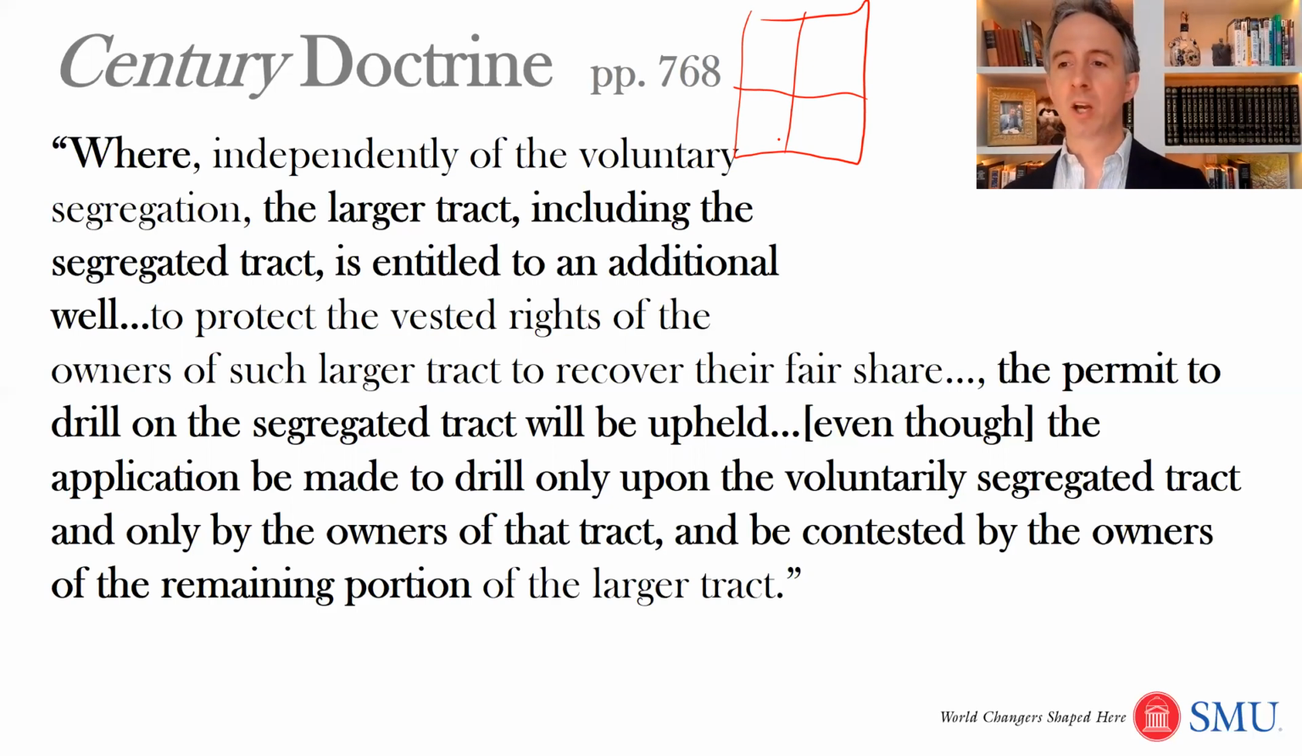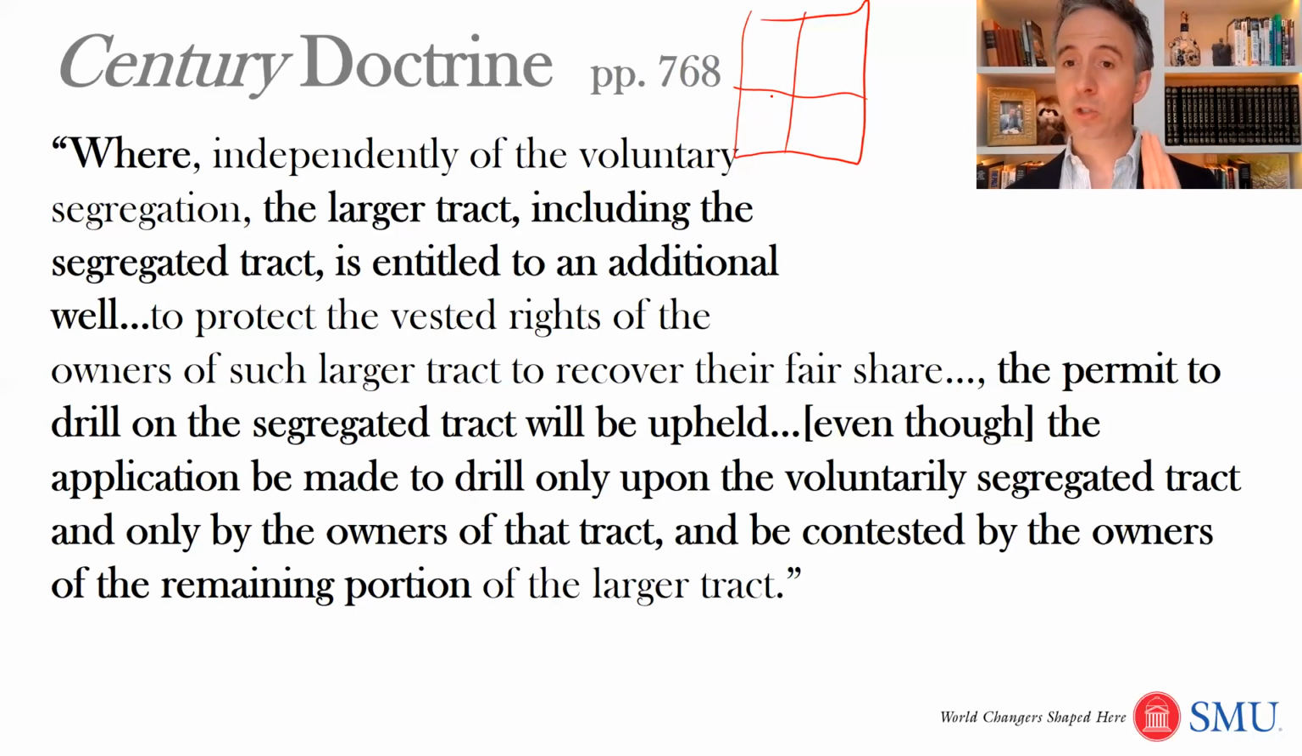Well, the Century Doctrine says, okay, if nobody's drilled, then you get at least one. So where independently of voluntary segregation, the larger tract, including the segregated tract, is entitled to an additional well. So basically all 40 acres, if you take all 4 properties combined, would be entitled to a well. Then, to protect the vested rights of the owners of such larger tract to recover their fair share, the permit to drill on the segregated tract will be upheld, even though the application be made to drill only upon the voluntarily segregated tract and only by the owners of that tract, and be contested by the owners of the remaining portion of the larger tract.